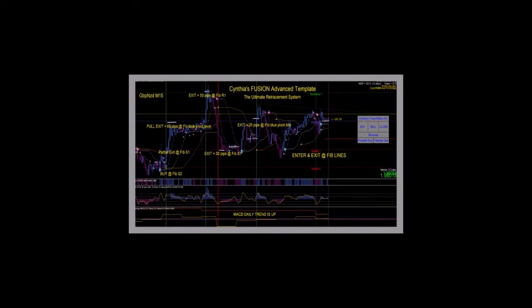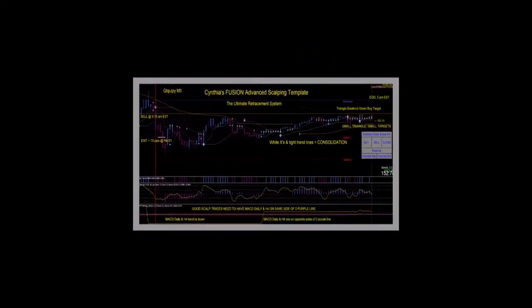This is a pound yen in a 5-minute chart. If you like to scalp, scalping in a 5-minute chart, you can enter at approximately 9:30 or 10 in the morning Eastern time, right after the US stock market opens, and take a quick 15 pips or more. Avoid trading when you have the white X's and the trend lines are very tight. That is a consolidation area.